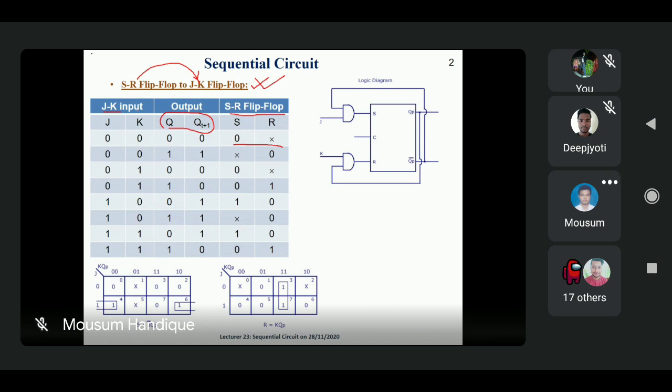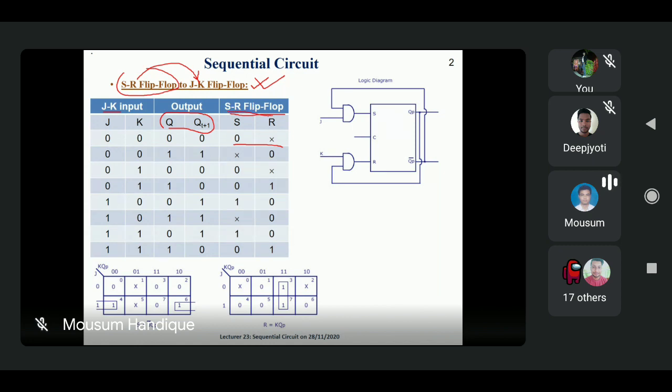Why are we using JK? Because we are getting the output as a JK flip-flop. But right now we have no JK flip-flop. So this particular information is coming from the SR flip-flop. For that particular purpose, we are writing here SR flip-flop.